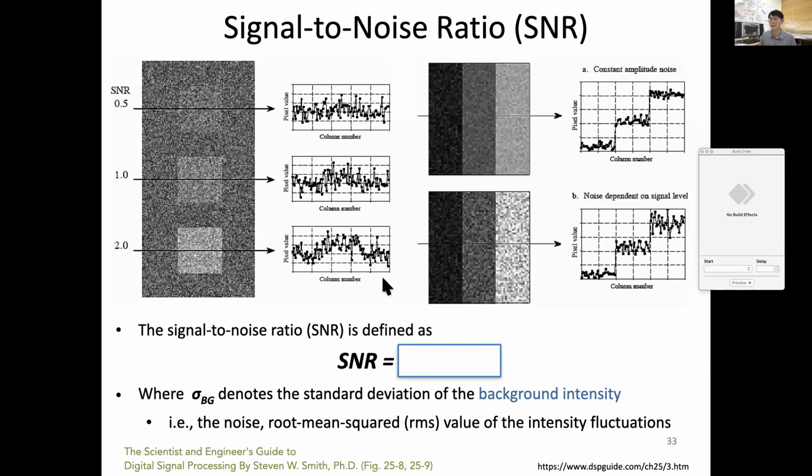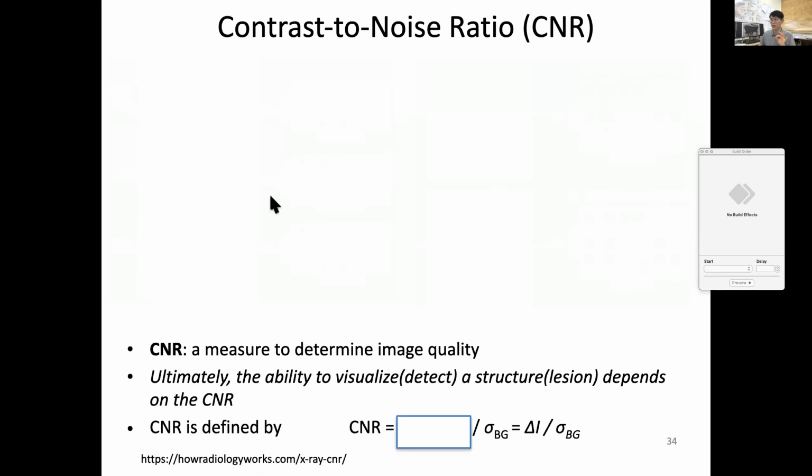And how do we define signal to noise ratio? You can define the signal level with respect to the background noise. That's a good way, so that's how we define it. It is the average signal in your region of interest divided by the standard deviation of the background, which is actually the root mean square value of the intensity fluctuation of the background. Hopefully this will give you some understanding.